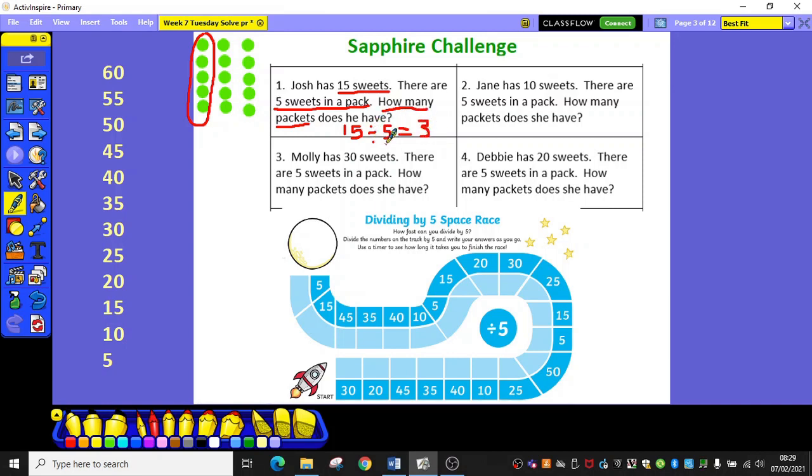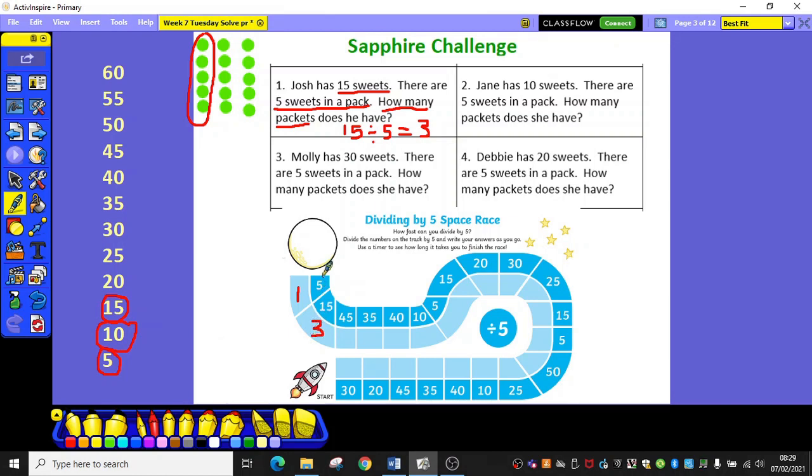Equally, when I'm dividing by 5, I can just count up in 5s. So thinking of my 5 times table, counting up in multiples of 5: 5, 10, 15. Now, when you come on to do this space race, it's all about how many 5s make this number. So I can see that 1 five makes 5. And to make 15, I've got 1, 2, 3 fives.